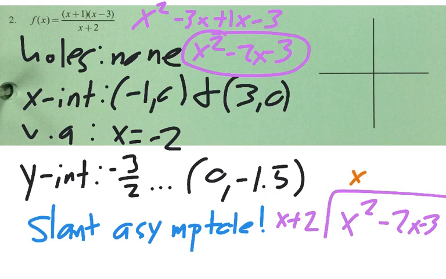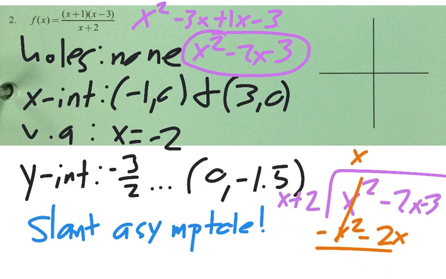So then I have to distribute. X times x is x squared. X times 2 is 2x. So now then what do I do? I have to subtract these values. Right, so let me write it this way. This should be 2x. Then we change every sign. So this cancels, and I am left with -4x minus 3.